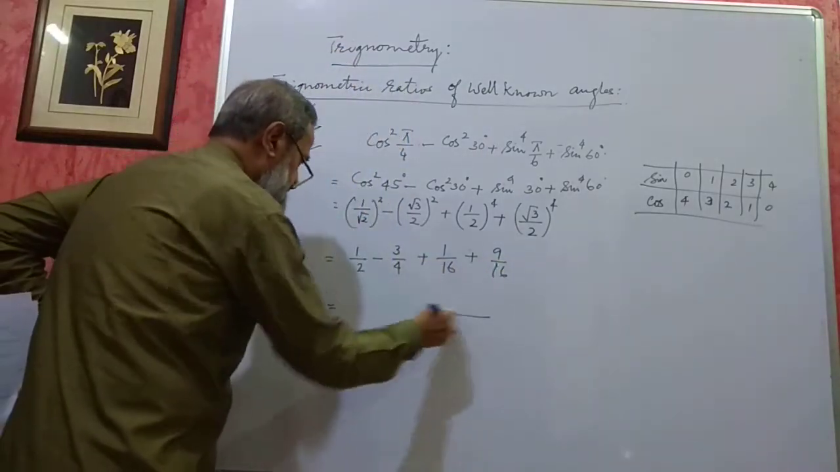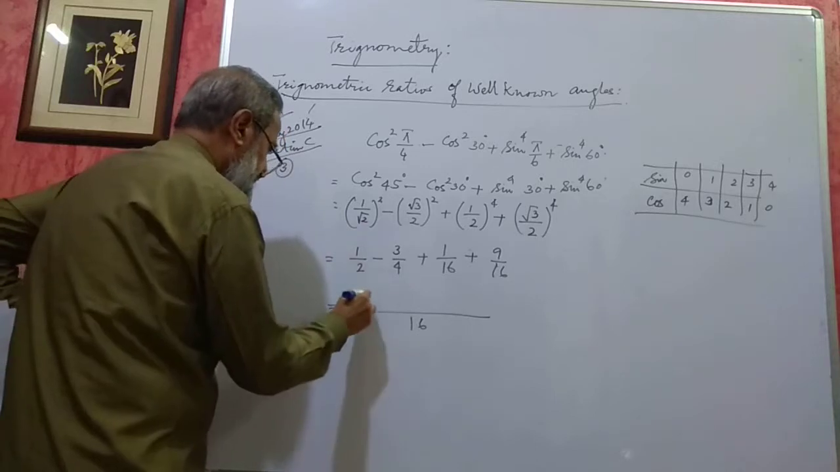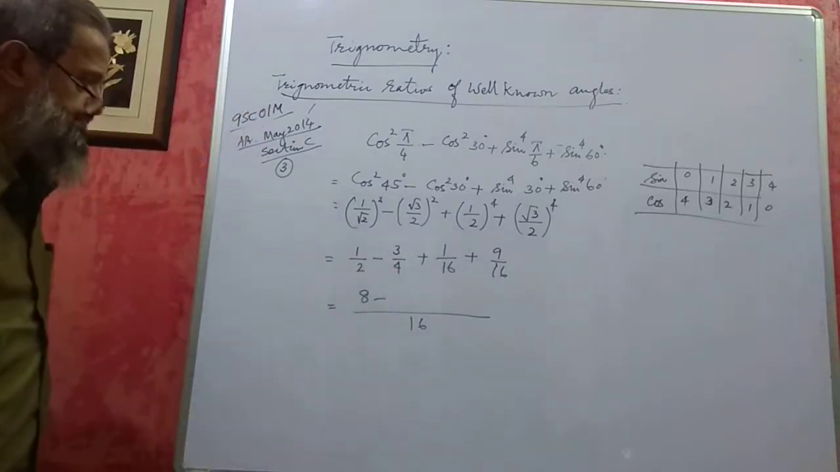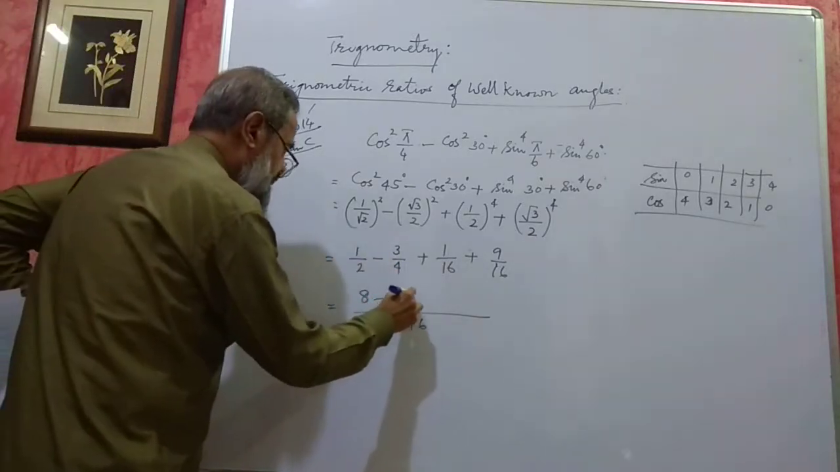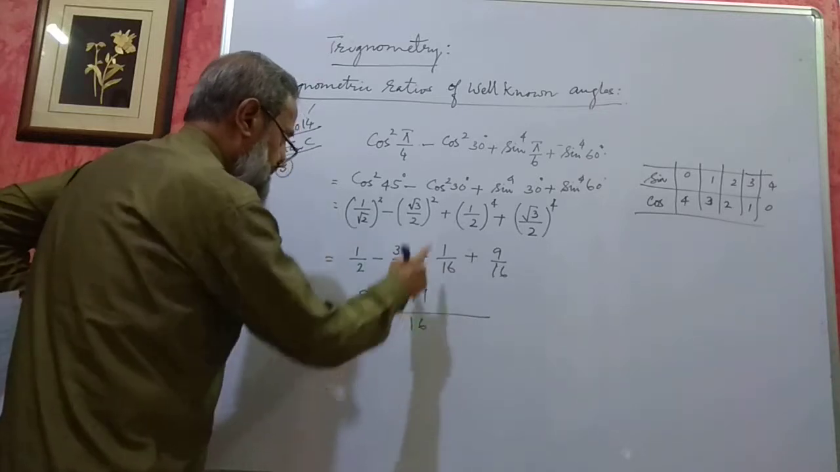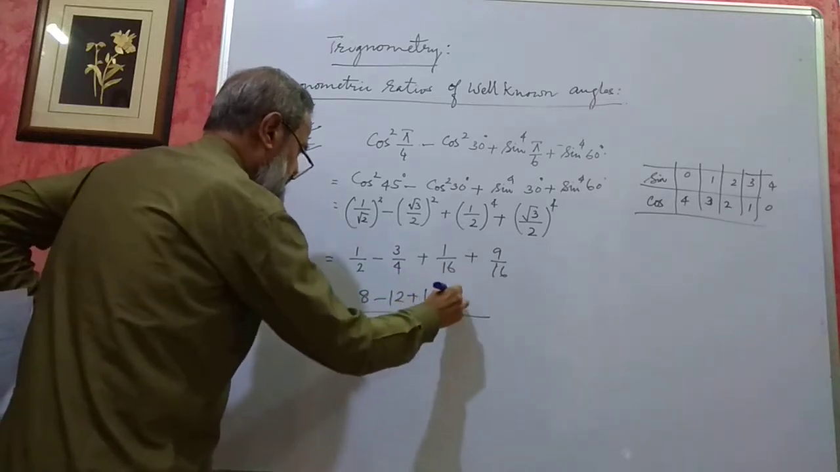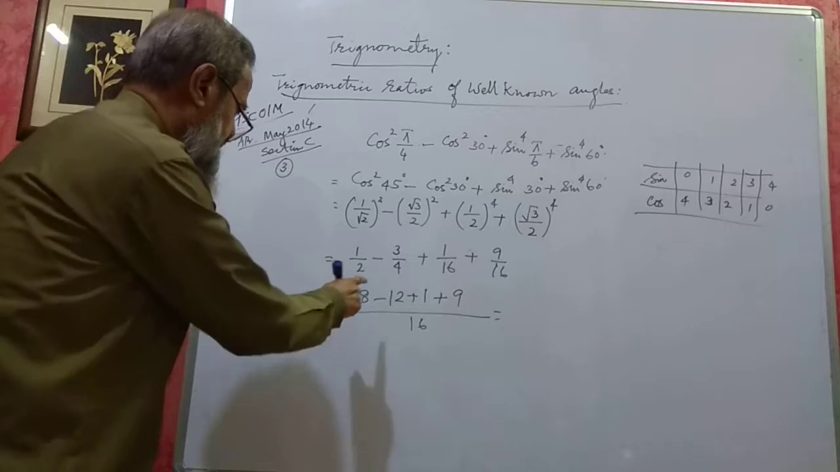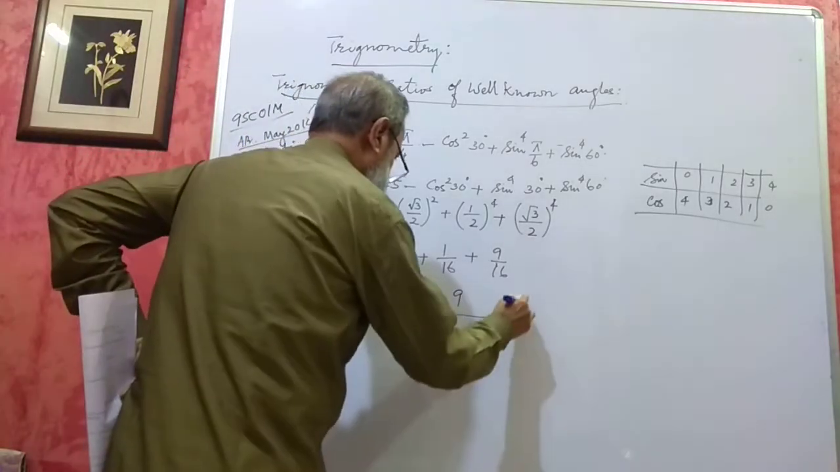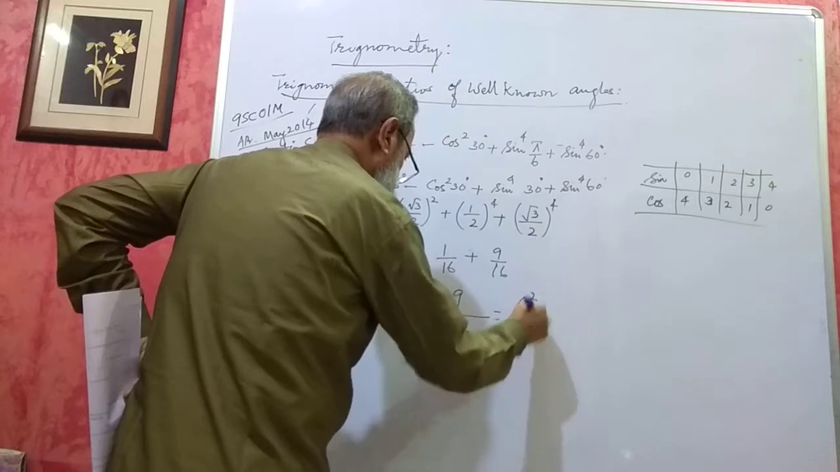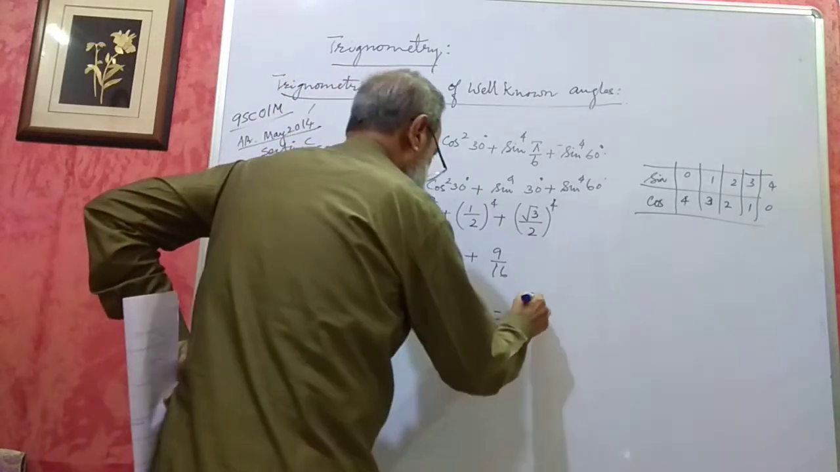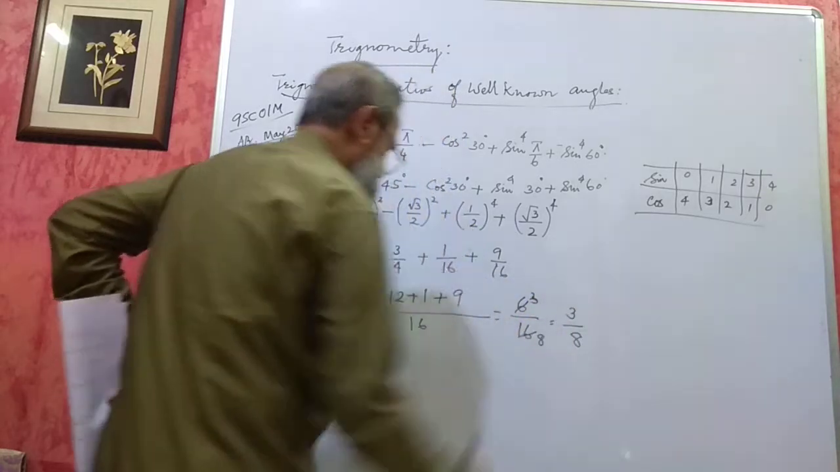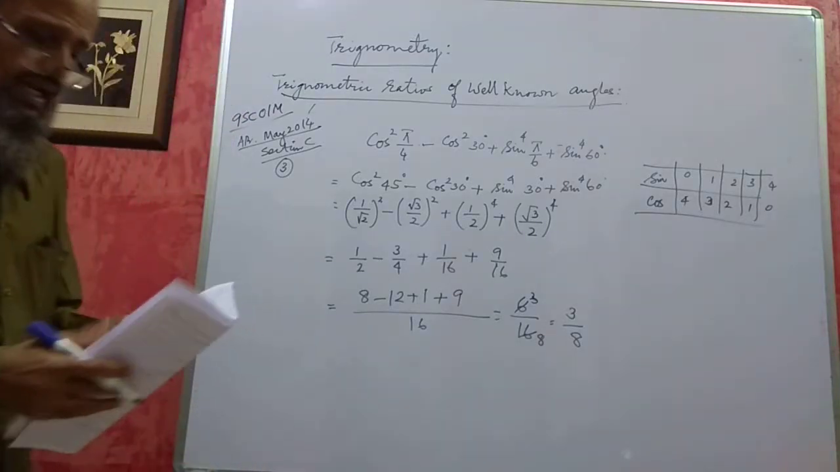So the LCM here is 16. 2 8s are 16. 8 will come here. 8 into 1 is 8, minus 4 4s are 16, 4 3s are 12, plus 16 ones are 1, 1 ones are 1, plus 16 ones are, it will be 8, plus 1, 9. 9 plus 9, 18. 18 minus 12 is 6 divided by 16, 2 by 3 by 8. 2 threes are 6, 2 eights are 16. 3 by 8 is the answer, final answer.